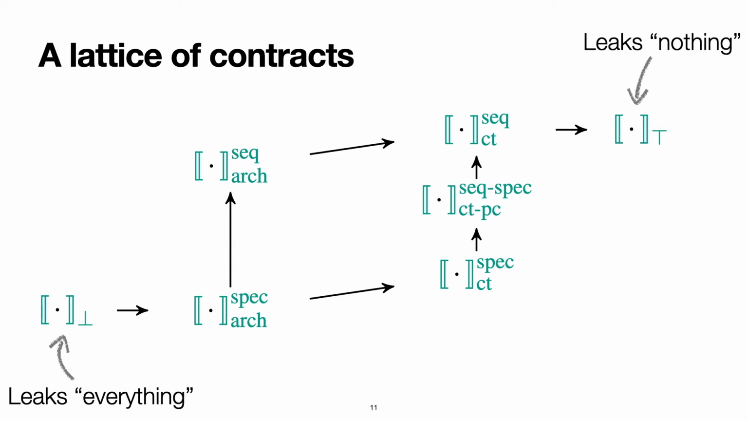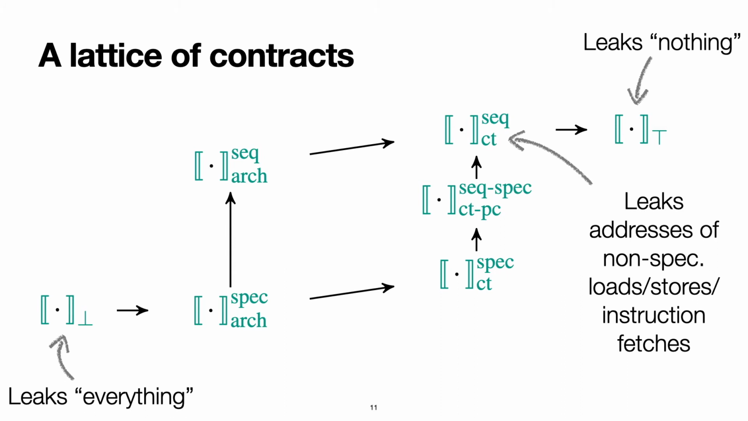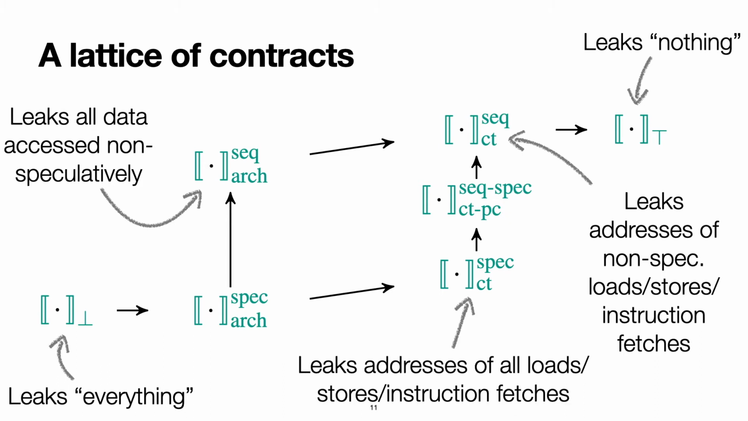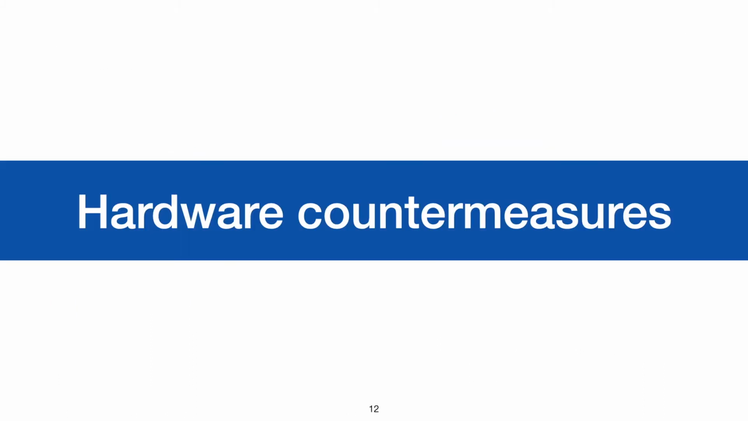through side channels. The SecCT contract corresponds to the usual constant-time model, and it only leaks the address of non-speculative loads, stores, and instruction fetches. The SecArc contract, which additionally leaks the loaded values, provides weaker guarantees, as represented by the arrow here. Similarly, the SpecCT contract, which additionally leaks the addresses of speculative loads, stores, and instruction fetches, also provides weaker guarantees. However, SecArc and SpecCT are incomparable in terms of leaks. As I will show next, we can use the secure speculation contracts to compare guarantees provided by different hardware defenses.